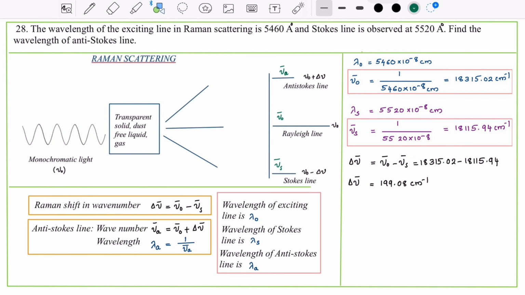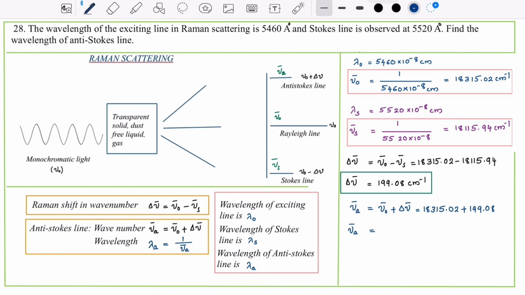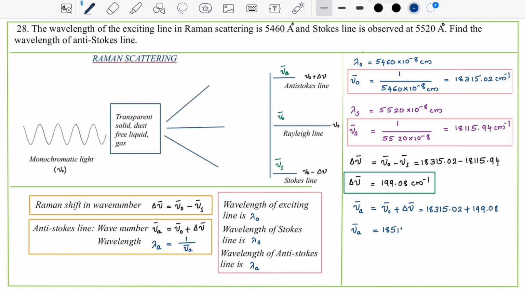Once we have nu 0 bar and delta nu bar, we can calculate the wave number corresponding to the anti-Stokes line as nu a bar, that is equal to nu 0 bar plus delta nu bar, and that is equal to 18315.02 plus 199.08. That is, the wave number corresponding to the anti-Stokes line is 18514.11 centimeter inverse.